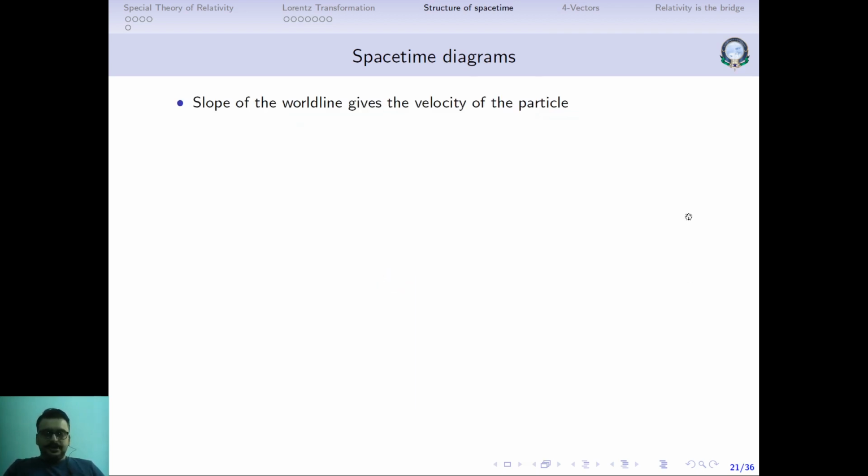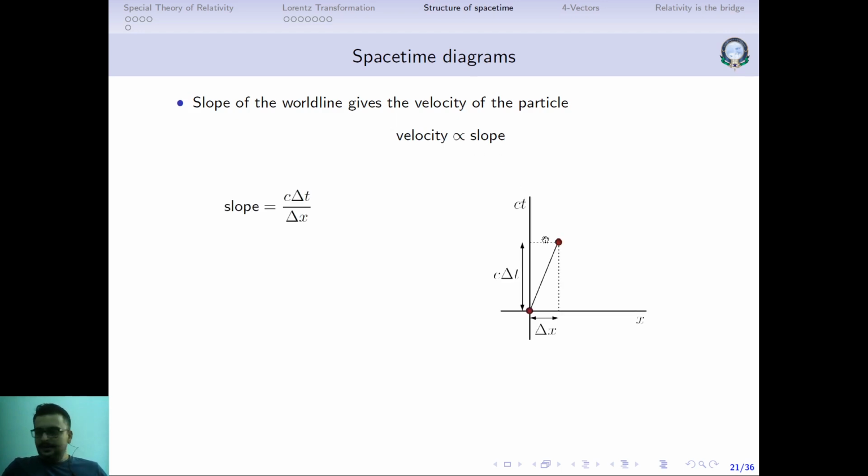Okay, so space-time diagrams, the world line, it's extremely useful because the slope of the world line gives the velocity of the particle. How? Velocity is directly proportional to the slope. Okay, so I think it's the other way around. Small correction here: velocity is inversely proportional to the slope. It's not directly proportional. Velocity is inversely proportional to the slope of the world line in a space-time diagram.